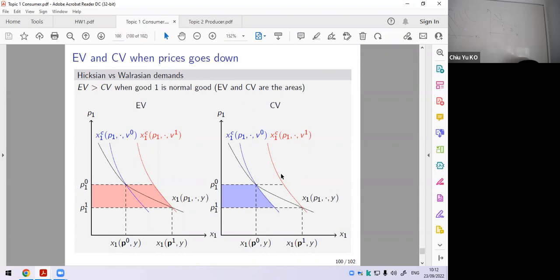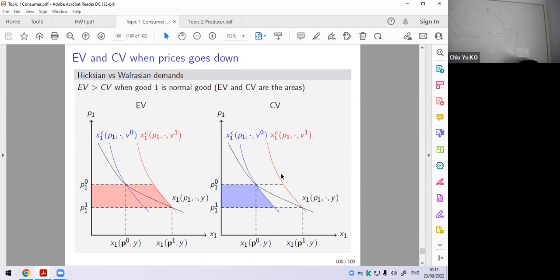Okay. Now, a price change means I consider the price goes down, say, from P10 to P11, you go down here. So if you follow the Marshallian demand, you go to here, right? And at this point, the Hicksian demand is like this. The reason is the same as the blue one. So the blue one is the Hicksian demand at the old price, the red one is at the new price.